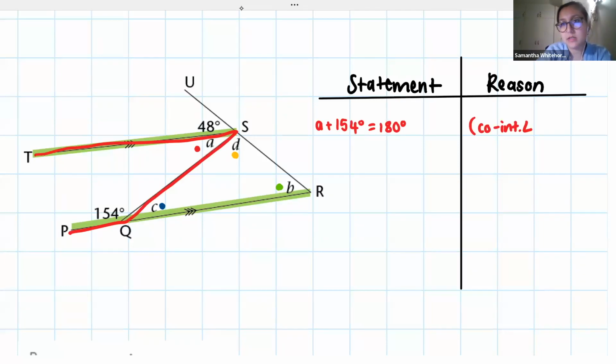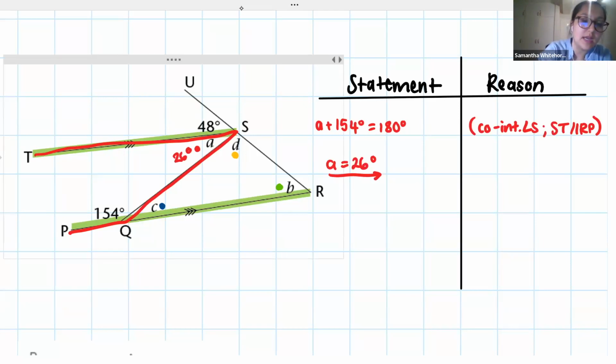Oh, Siva, nice. I like it when we get all our answers together. ST parallel to RP. Right, subtract 154 on both sides of my equation, and I get that A is equal to 26 degrees. So I fill that in on my diagram. Once I have an answer, I always fill it in. It's going to help me.